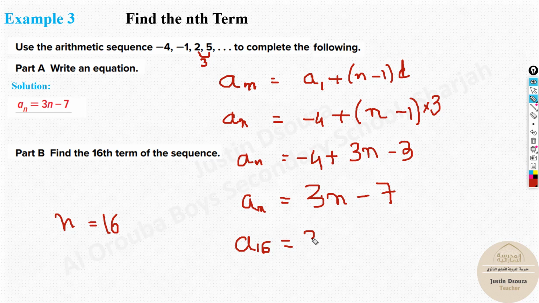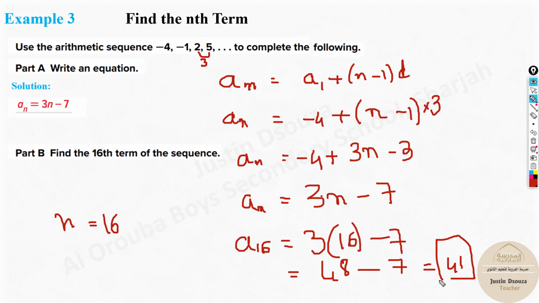Substitute over here: 3 times 16 minus 7. Or you can even use the same formula, the initial formula. Instead of n, you can put 16 and solve. You'll get the same answer. I'll show it in a while. Now here, 16 times 2 is 32, 48. 48 minus 7 is equal to 41.